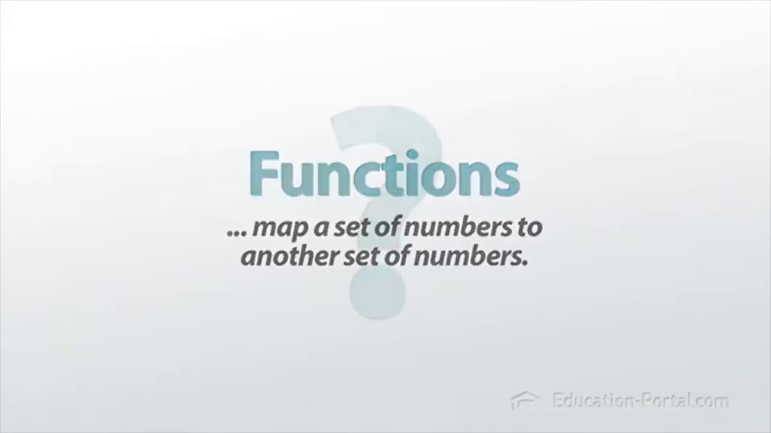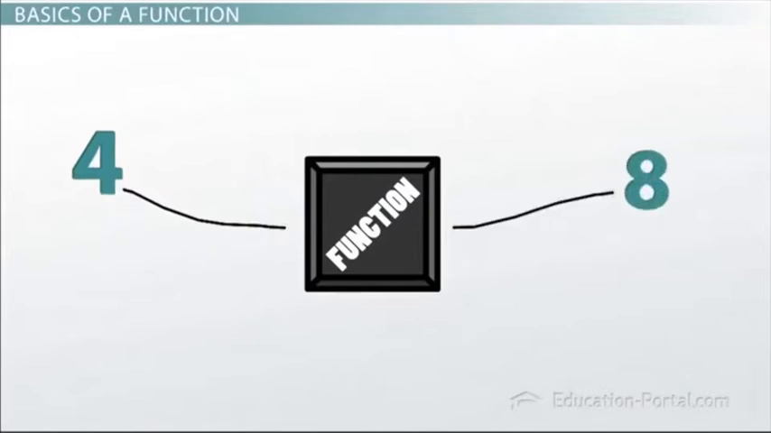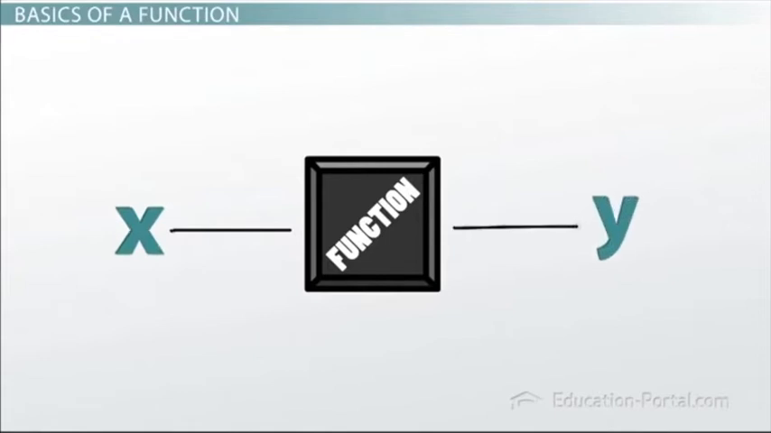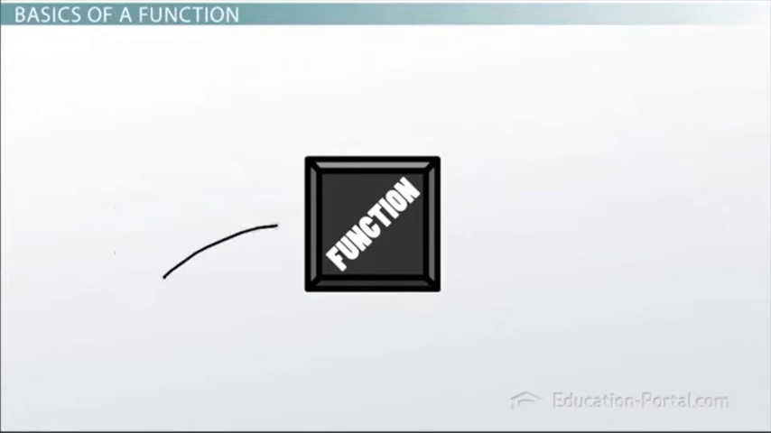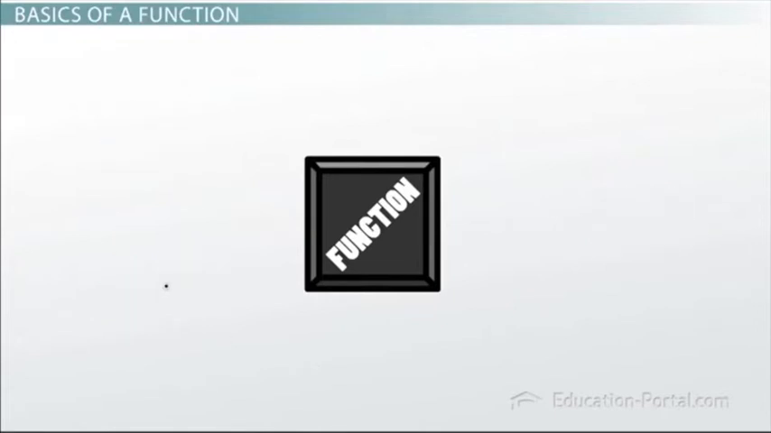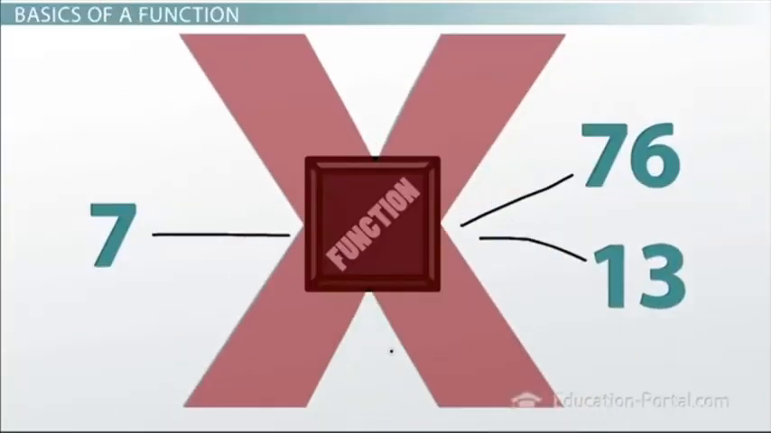Well, say we have a black box. We're going to call this our function. If you put in the number, say 4, you might get out the number 8. If you put in the number 5, you might get out the number 16. For each number that you put in, say x, you'll get out another number, say y. Now sometimes you can put in two different numbers, let's say 4 and let's say 22, and get out the same number, say 39. But at no point in time will you put in one number and get two different numbers out. This may sound complex, but it's really just saying stuff you already know.